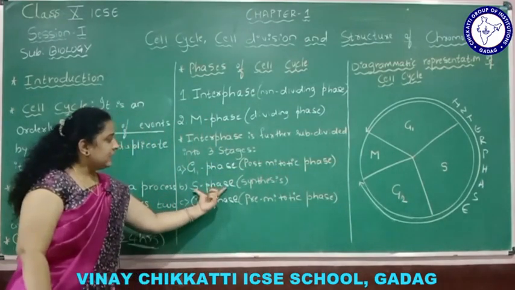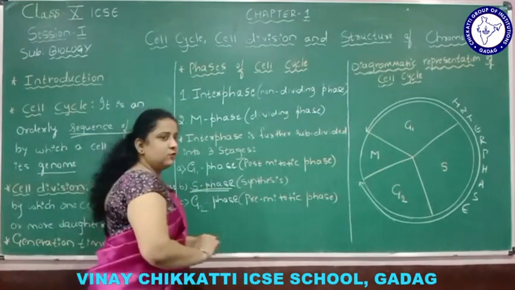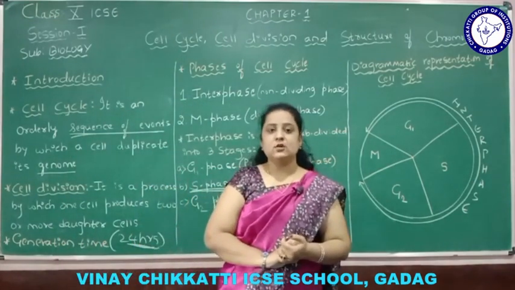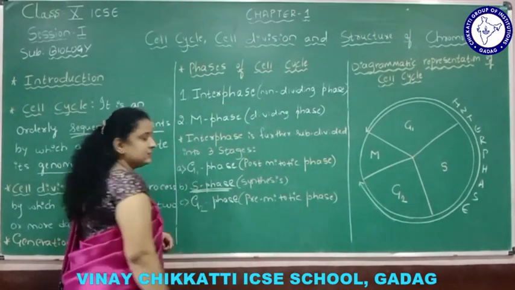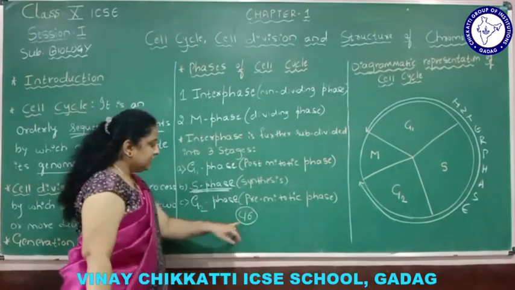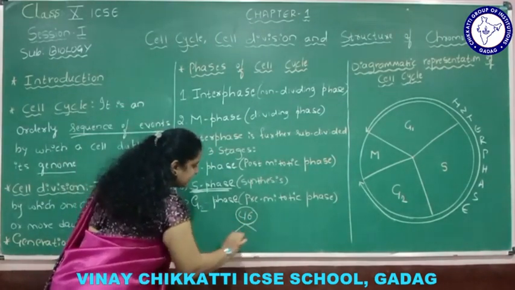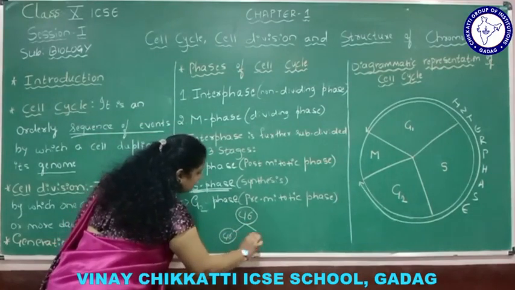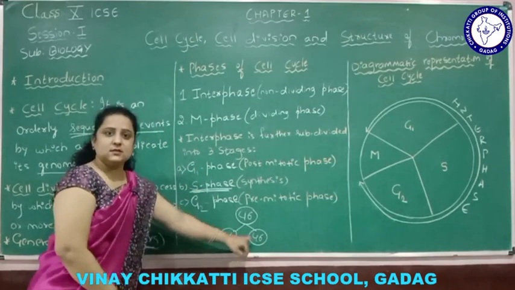Next, coming to S phase. Here S stands for synthesis. Synthesis of DNA takes place. Now, what is the need for the synthesis of DNA? We take an example, humans. In humans we have 46 chromosomes. Now, if this cell divides, the two daughter cells also produce 46 chromosomes.